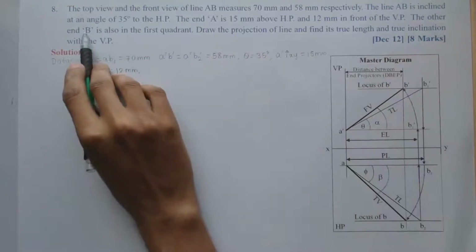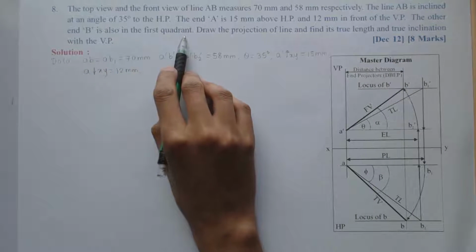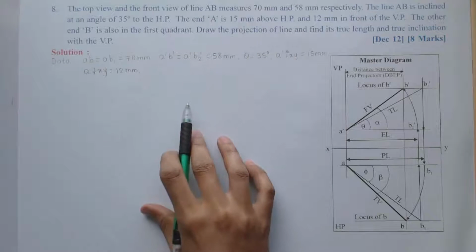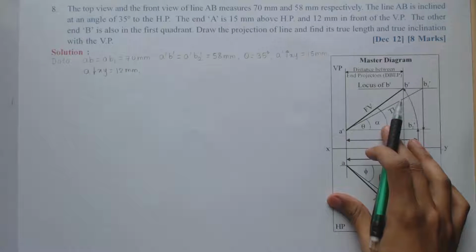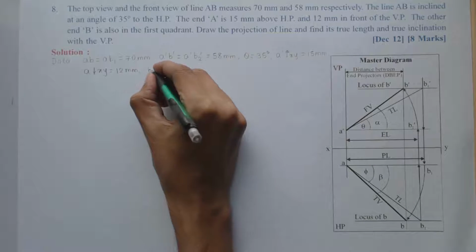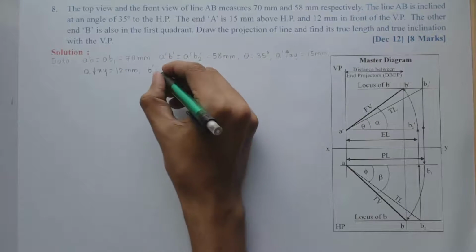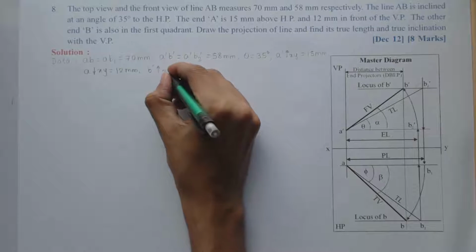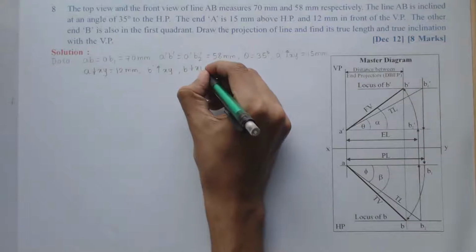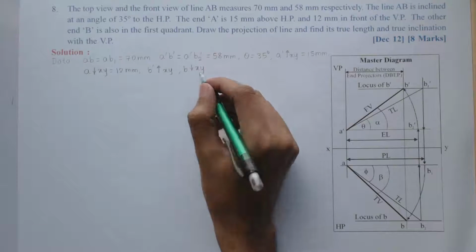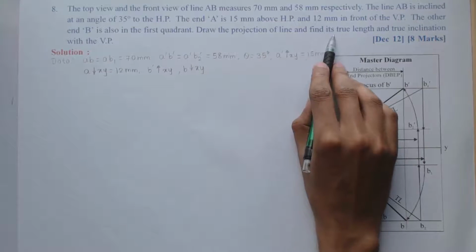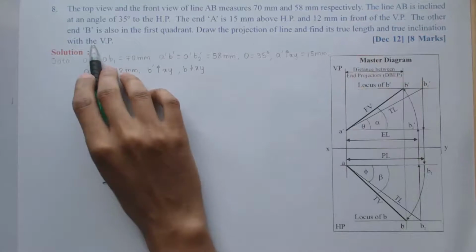The other end B is also in the first quadrant. That means the entire line is lying in the first quadrant. So my solution will be somewhat similar to the master diagram. Okay, so I can write from that data, B dash, which is the front view of other end B, will be obviously above XY and top view for B is going to lie below XY because point B is in first quadrant.